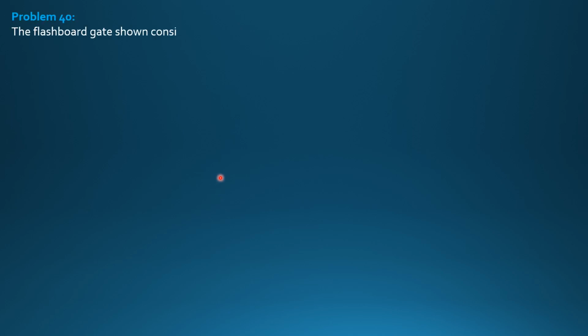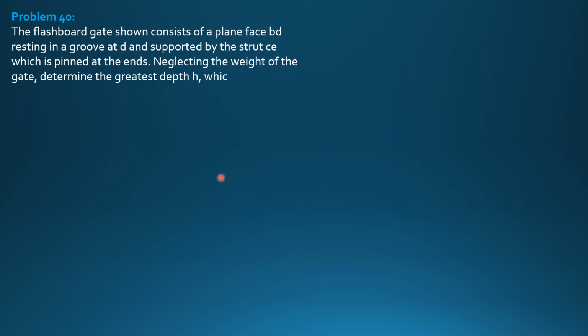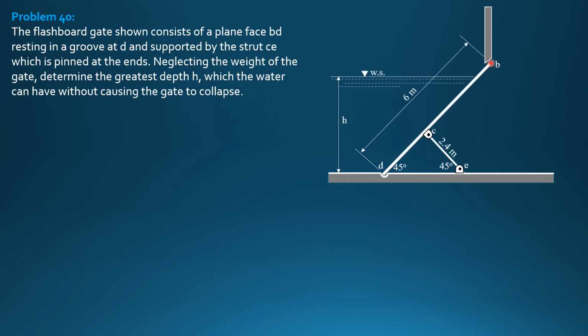Problem 40. The flashboard gate shown consists of a plane face BD resting in a groove at D and supported by the strut CE, which is pinned at the ends. Neglecting the weight of the gate, determine the greatest depth H which the water can have without causing the gate to collapse. So here is the given figure.